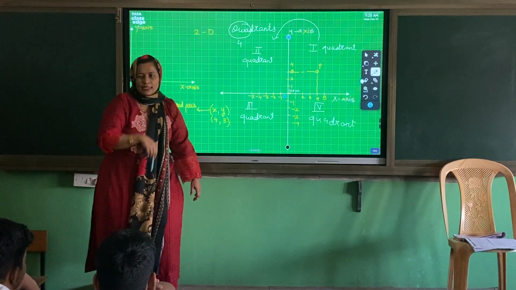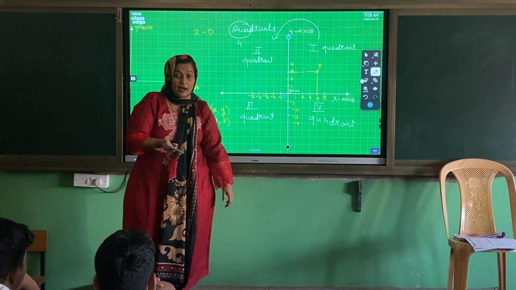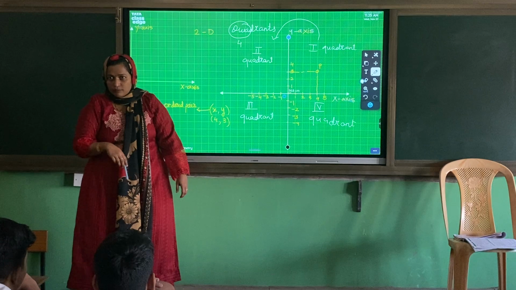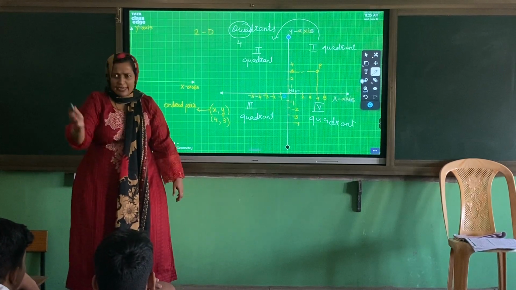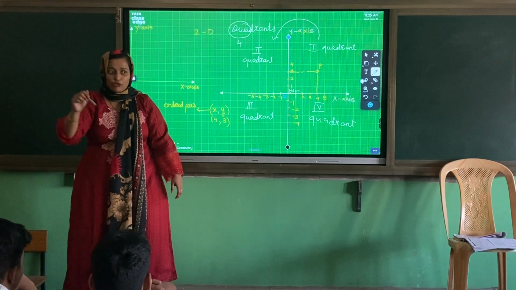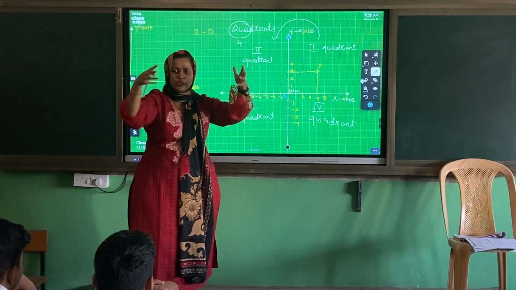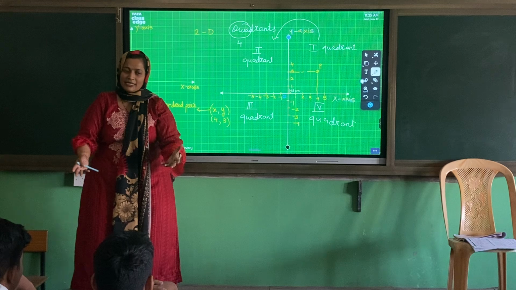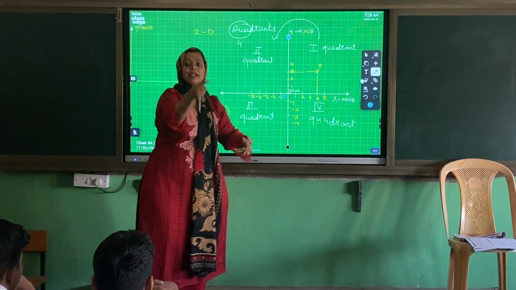Now Amir is asking me, where are these quadrants used in real life? Can anybody tell me where it is used in real life? These quadrants, this coordinate geometry, where is it used? Tell me where it is used.